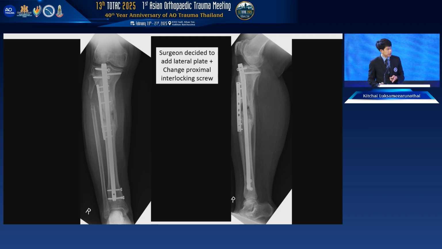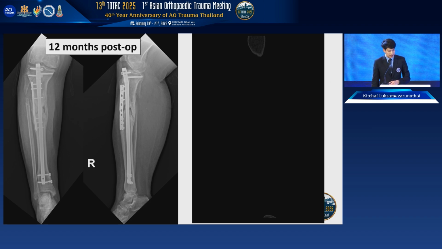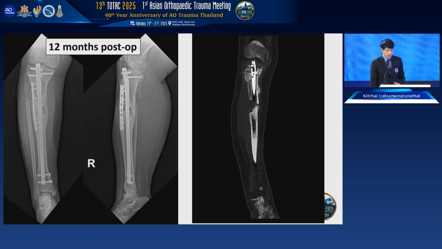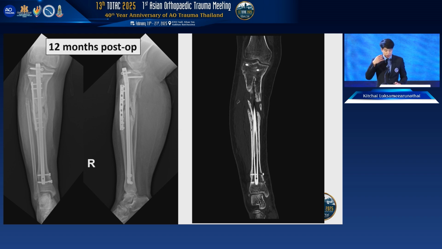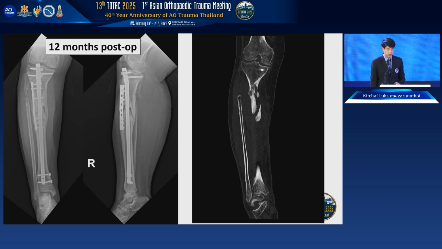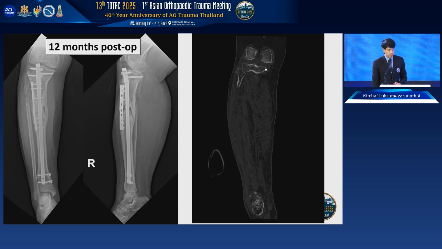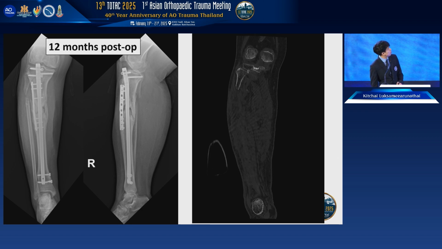Guess, is it healed or not? Who thinks it's healed? Yeah, no one. Because it's a malunion, right? This is 12 months after the first surgery. Still pain and cannot bear weight. He decided to take a CT scan, which also showed the non-union of the tibia at the shaft, and the fracture at the proximal location turned into varus deformity.